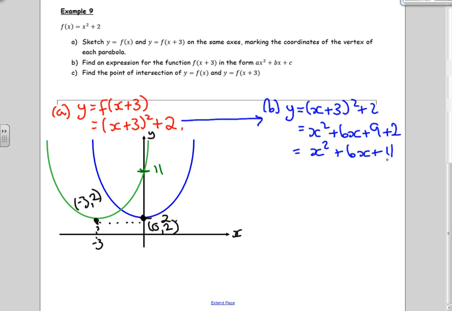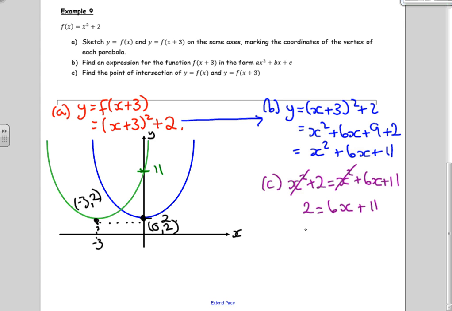because that is what this number at the end indicates. So now we've got to find the point of intersection of y equals f of x and y equals f of x plus 3. So, since we have y equals x squared plus 6x plus 11, and we have y equals x squared plus 2, we can just set them equal to each other because they're both equal to y. So that'll give us x squared plus 2 equals x squared plus 6x plus 11. And of course the x squareds cancel, and we're left with 2 equals 6x plus 11.